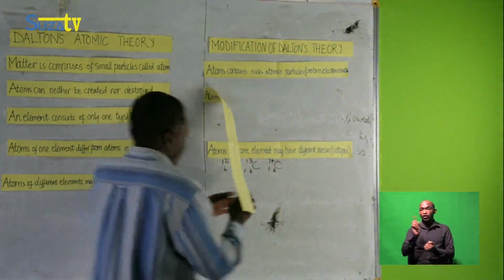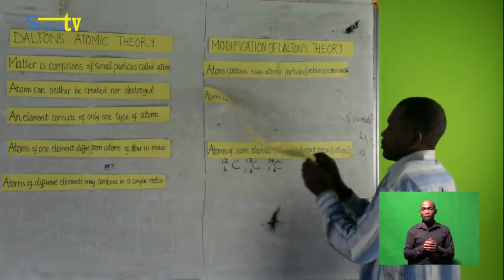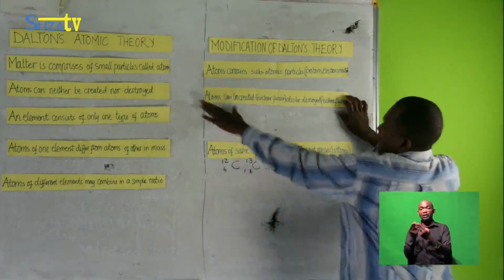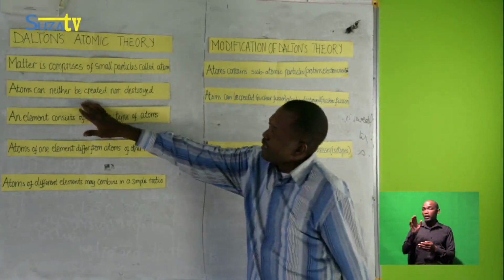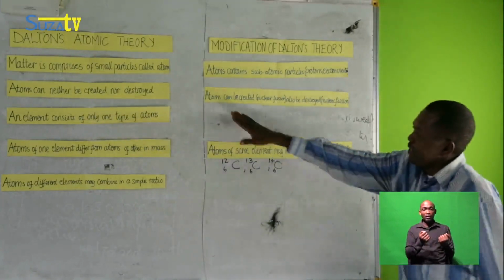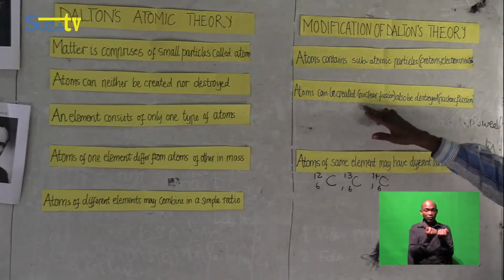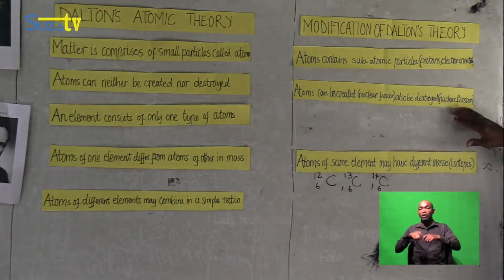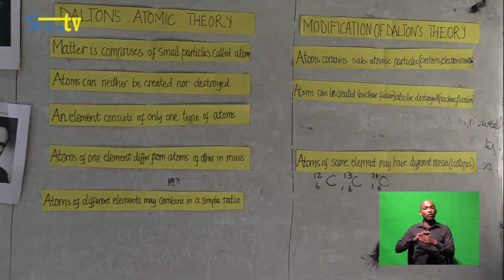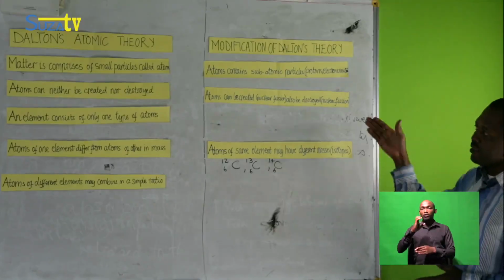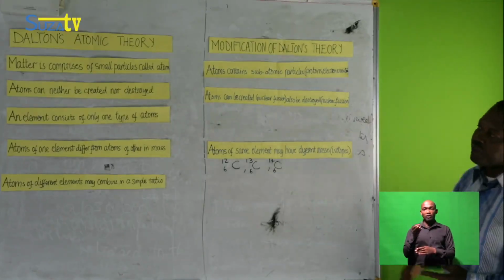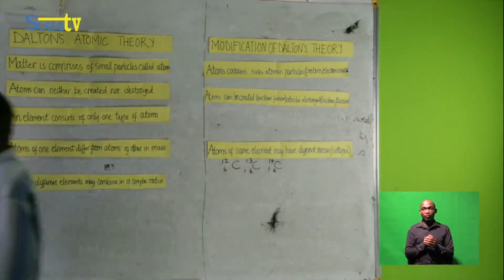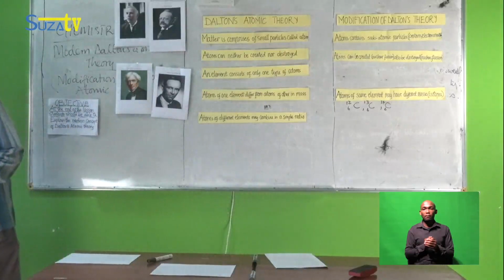Atoms can neither be created nor destroyed. Here we have atoms can be created by nuclear fusion, also can be destroyed by nuclear fission. So it means that this is becoming the modification of the second postulate. So let's go on to the next postulate.